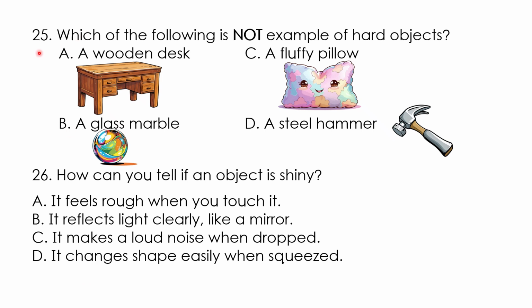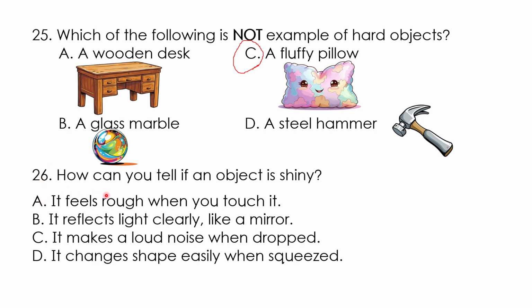Next, for number 25. Which of the following is not an example of hard objects? A. Wooden desk. B. A glass marble. C. A fluffy pillow. D. A steel hammer. What is your answer, kids? The answer is letter C. A fluffy pillow. It is not an example of a hard object.